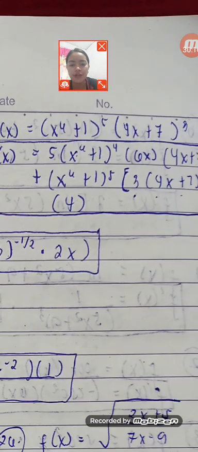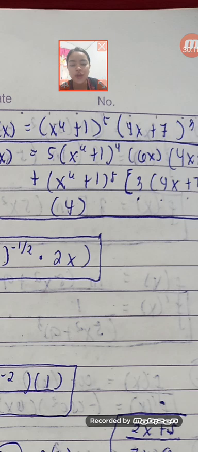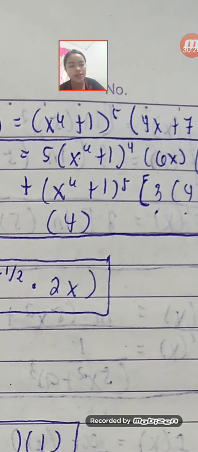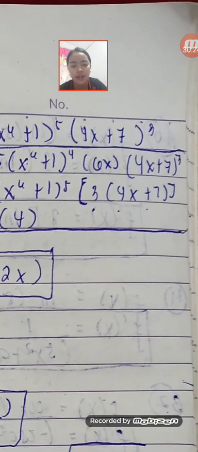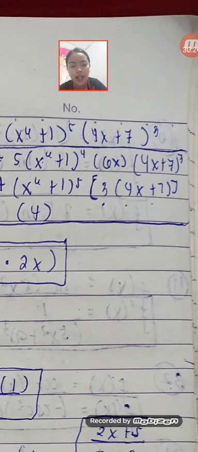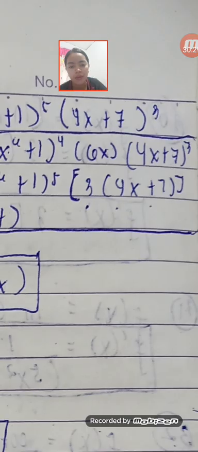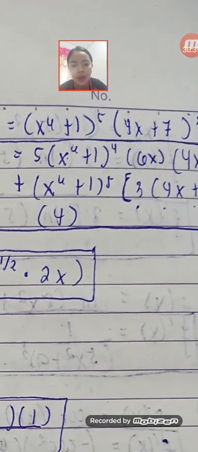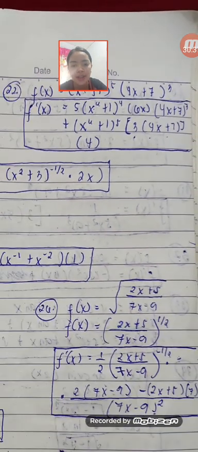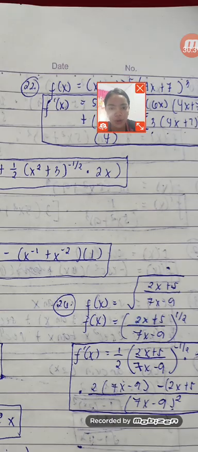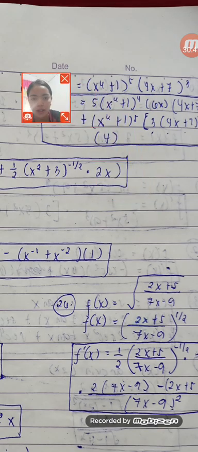And we just need to copy our first function, which is (x^6 plus 1) raised to the power of 5, and let's multiply this by the derivative of our second function. So let's bring down the 3. That's why we come up here with 3 multiplied by (4x plus 7), and the derivative of 4x plus 7 is basically 4. That's why we need to multiply this by 4. So that is how we solve this kind of function.